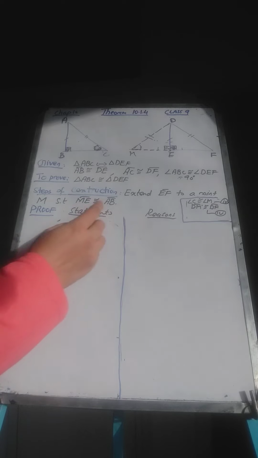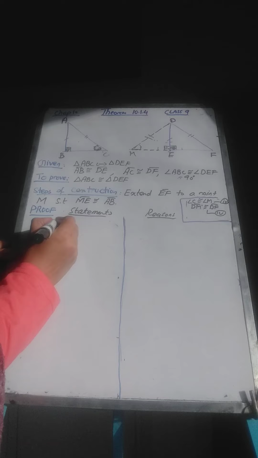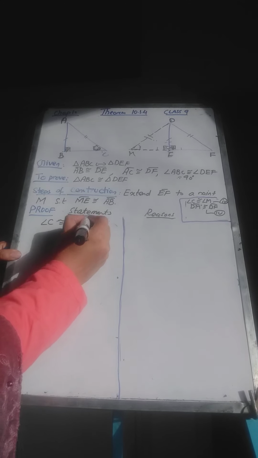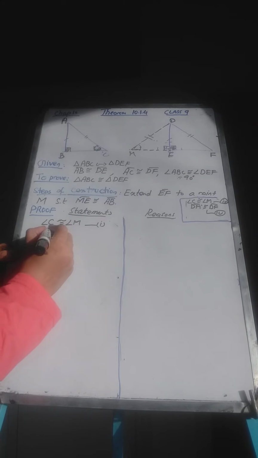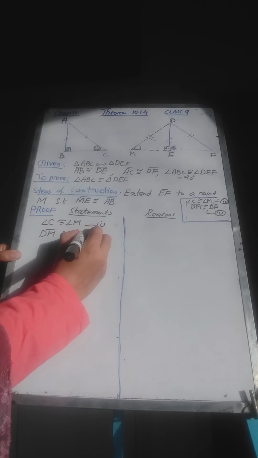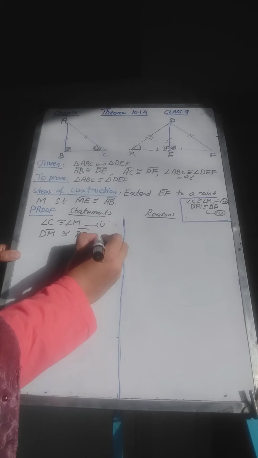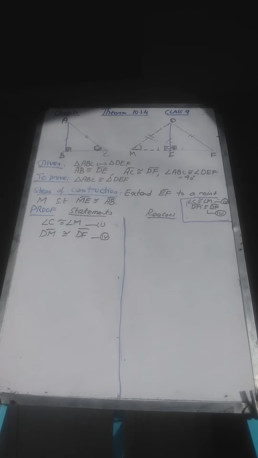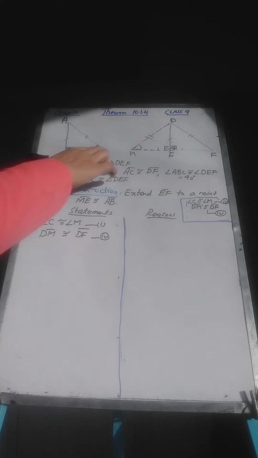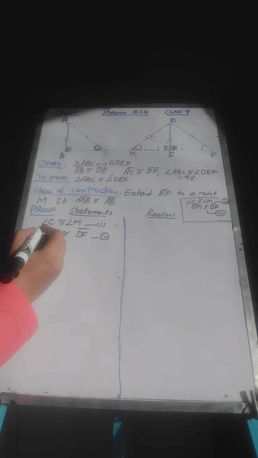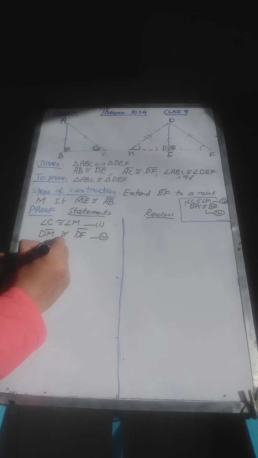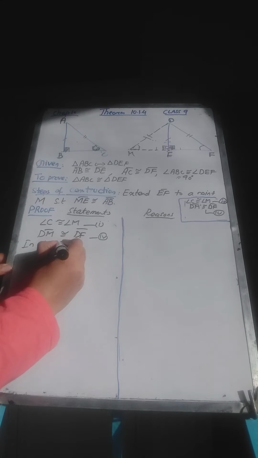So we have proved two results that DM is congruent to DF, and angle C is congruent to angle M. This we proved in equation 1, and DM is congruent to DF. This was equation 4. Now angle C is congruent to angle M. But we know that DM is congruent to DF, as in triangle MDF.